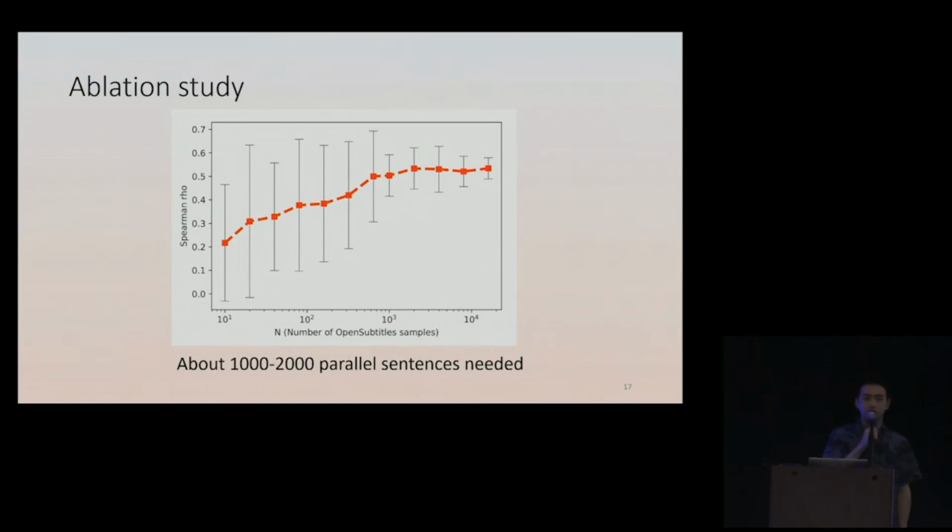Next, we perform an ablation study. This shows you how many parallel sentences you need to get a certain result. We see that we don't actually need millions and millions of parallel sentences to learn the feature correspondence. We only need around 1 to 2,000. So the size of the data that we need to do this is not particularly huge.